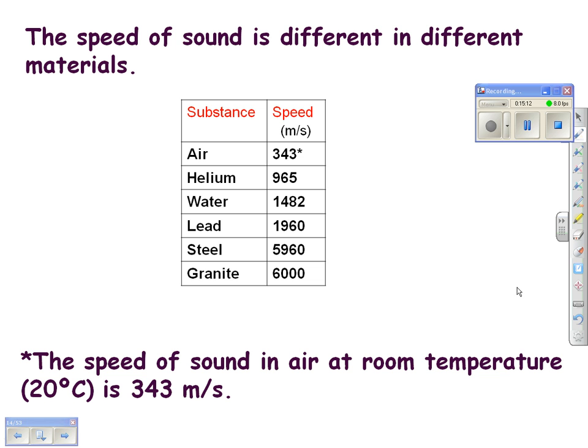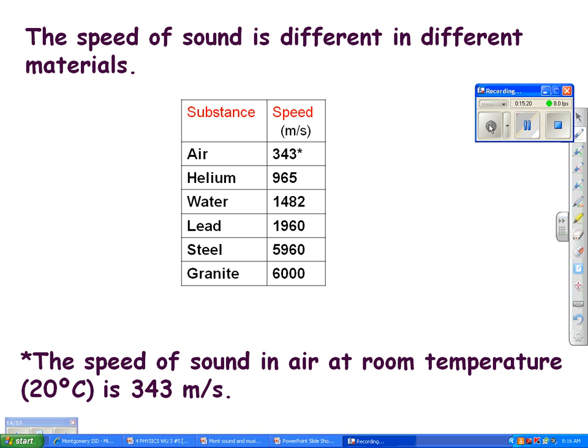Why do you think it moves faster through a solid than through air? Any ideas? So, because of the fact that a solid has the molecules really close together, the sound's going to travel through it faster because the molecules are already closer together. So they're going to bump more.